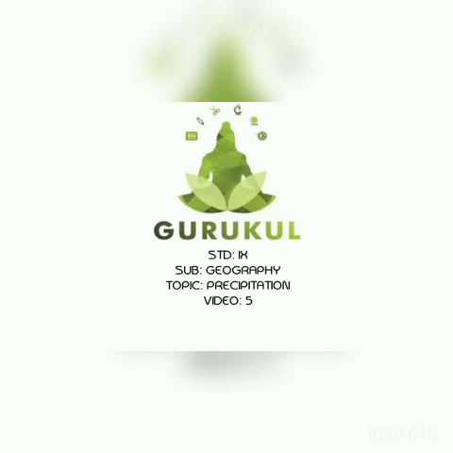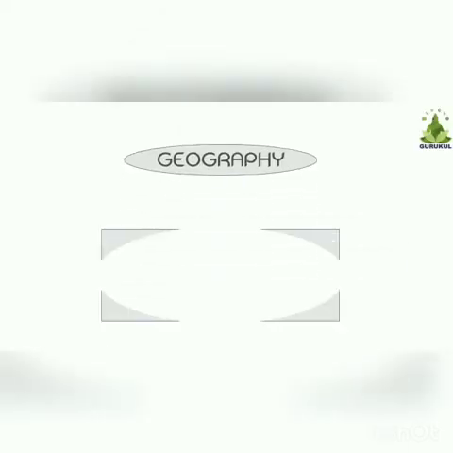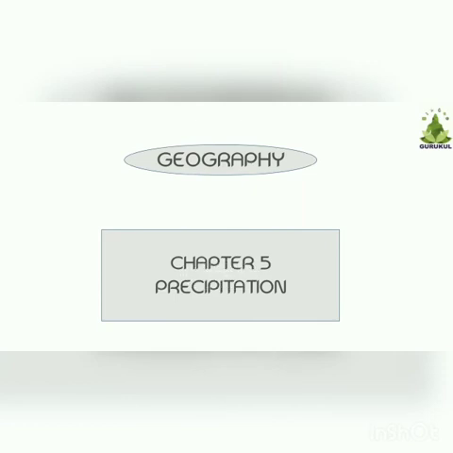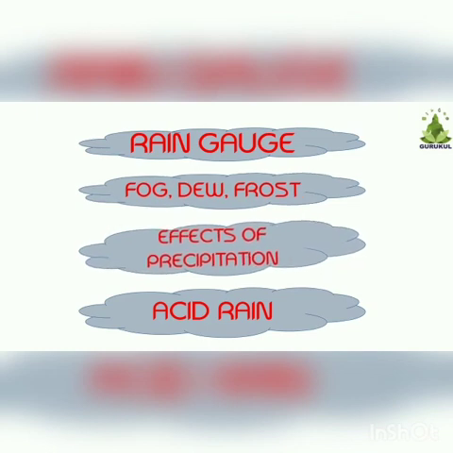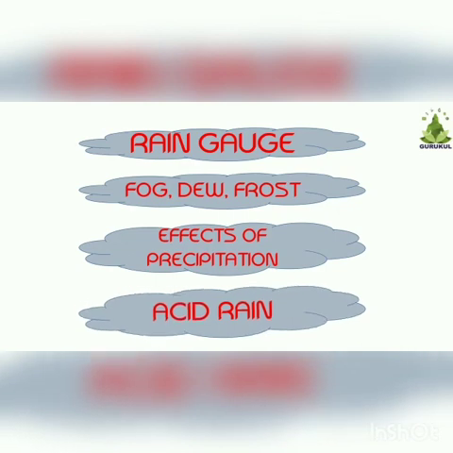Good morning, students. Welcome to today's next video. We are towards the end of Geography, Chapter 5, that is Precipitation. In the last video, we discussed rain gauge, fog, dew and frost. In this video, children will be dealing with effects of precipitation and acid rain.